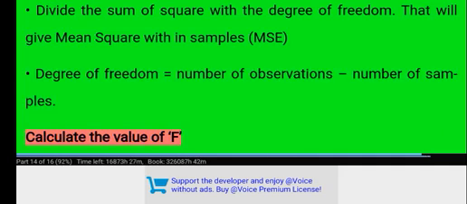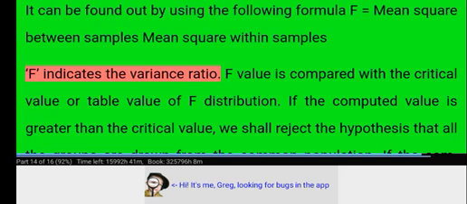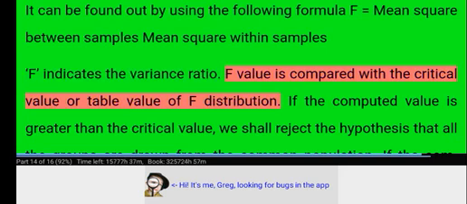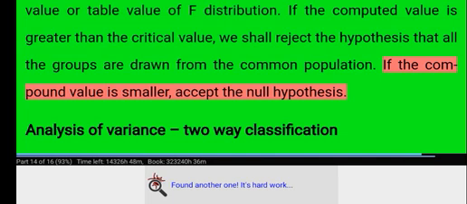Calculate the value of F. It can be found out by using the following formula. F equals mean square between samples divided by mean square within samples. F indicates the variance ratio. The F value is compared with the critical value or table value of the F distribution. If the computed value is greater than the critical value, we shall reject the hypothesis that all the groups are drawn from the common population. If the computed value is smaller, accept the null hypothesis.